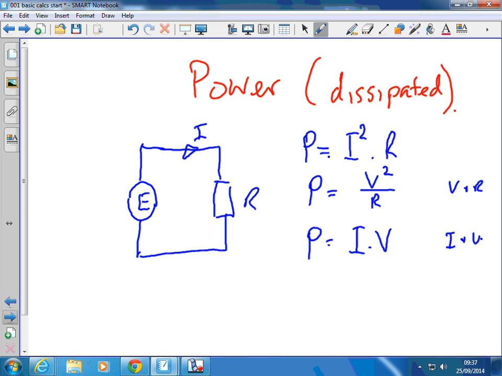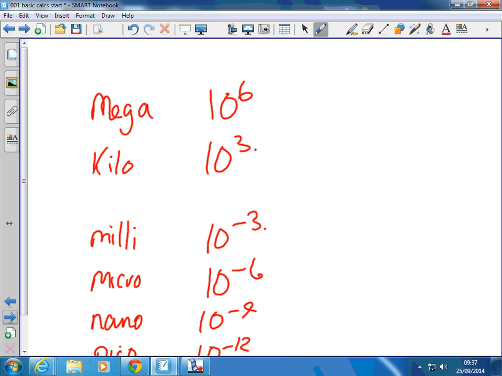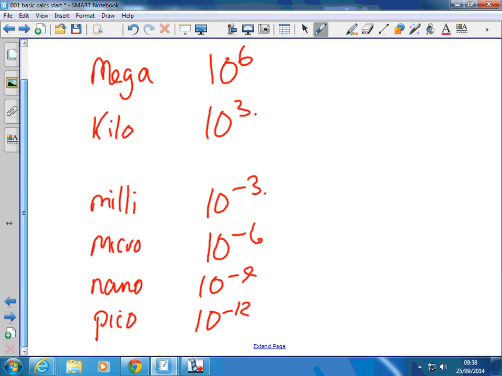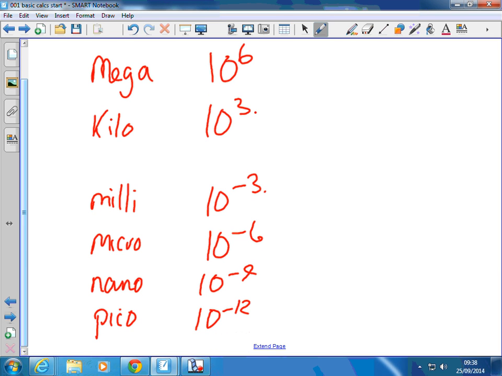So that's about calculating power. Pretty basic stuff. Everyone okay with that now? Yeah? Also, we need to consider carefully when we're calculating values with multiples. We'll need to use mega 10 to the power 6, kilo 10 to the 3, milli 10 to the minus 3, micro 10 to the minus 6, nano 10 to the minus 9, and pico 10 to the minus 12. And those last 2 there, always remember which way round they are, by remembering that they're in alphabetical order.